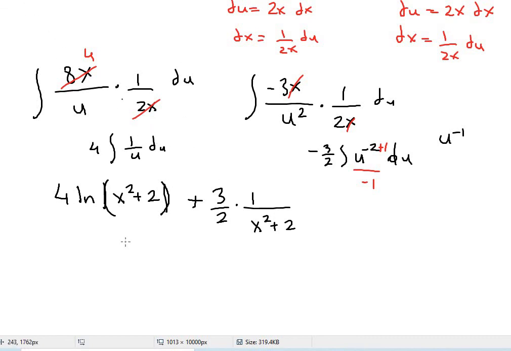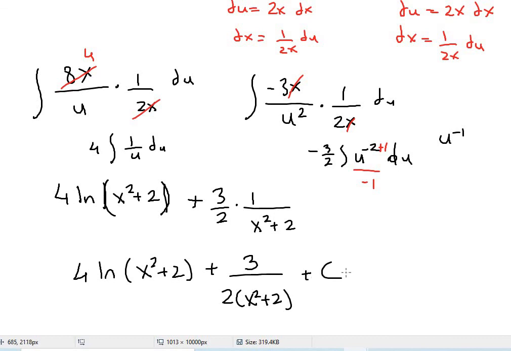So if you write it in a better form, we obtain 4 ln of x squared plus 2 plus 3 over 2 times x squared plus 2, plus c. This is the answer.